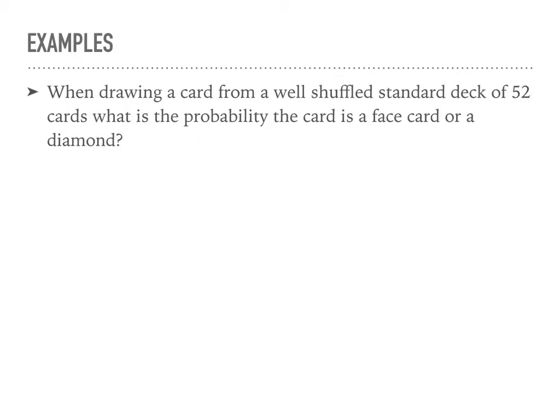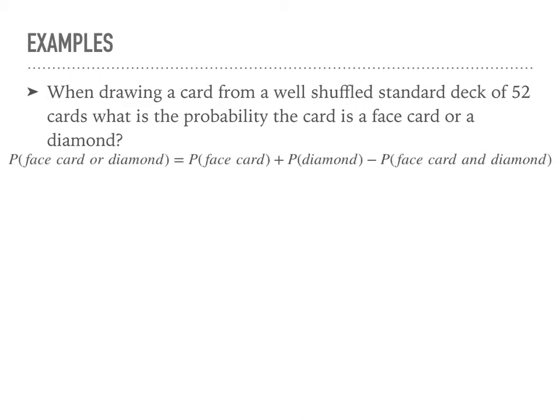Let's look at a few examples. When drawing a card from a well-shuffled standard deck of 52 cards, what is the probability the card is a face card or a diamond? So we see the word "or" there, so we're going to use our or rule. So the probability of face card or diamond equals the probability of being a face card plus the probability of being a diamond minus the probability of both being a face card and a diamond.